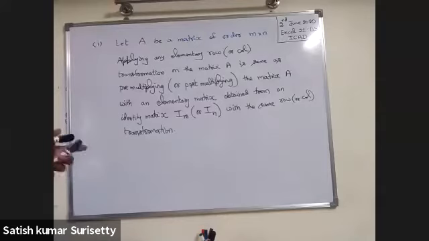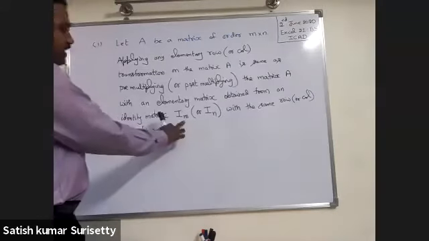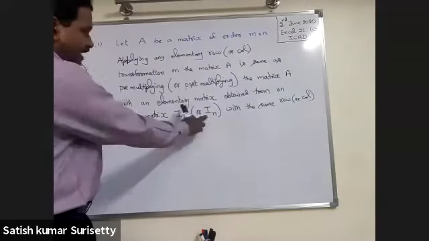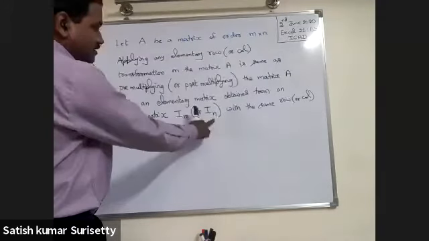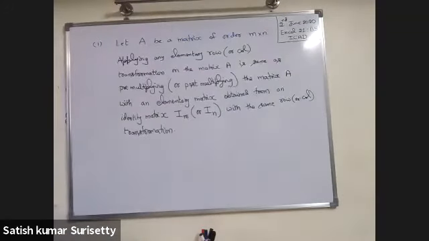Go through once again. Let A be a matrix of order m by n. Applying any elementary row or column transformation on the matrix A is same as pre-multiplying or post-multiplying the matrix A with an elementary matrix obtained from an identity matrix Im, means m rows and m columns, or In, that means identity matrix of order n, with the same row (in bracket, or column) transformation.